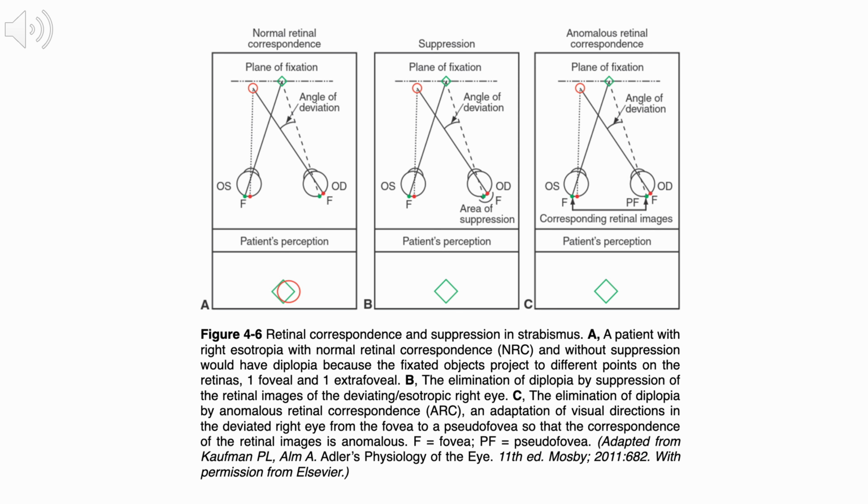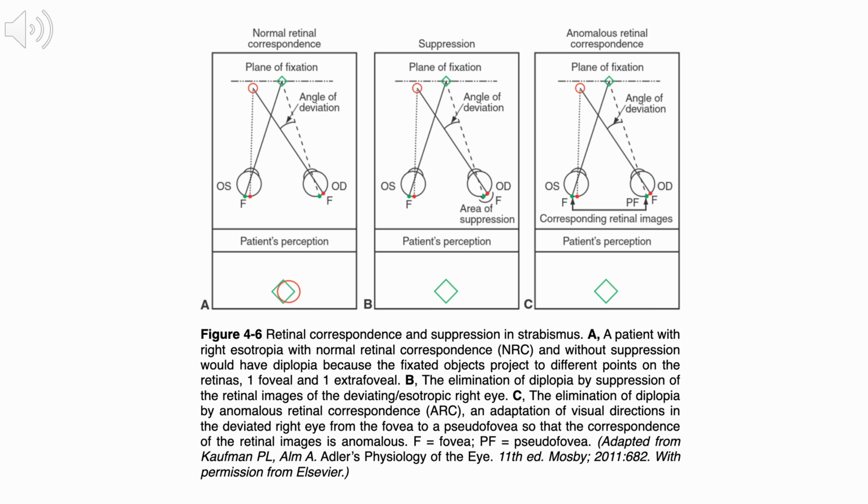This figure compares 3 different sensory outcomes in strabismus, and it's a great way to see how the brain deals with misalignment. On the left is normal retinal correspondence. The eyes are misaligned, but the brain has not adapted. The same object falls on the fovea of one eye and an extrafoveal point in the other, so the patient experiences diplopia. 2 retinal locations are being treated as different, and the brain reports 2 images.